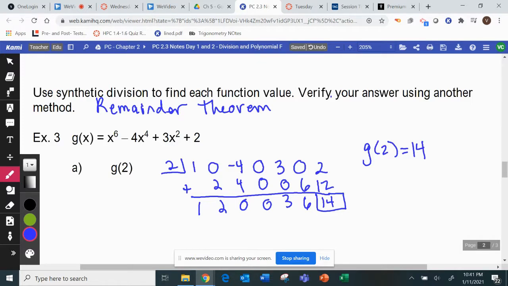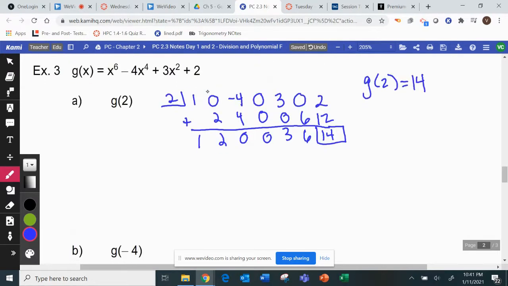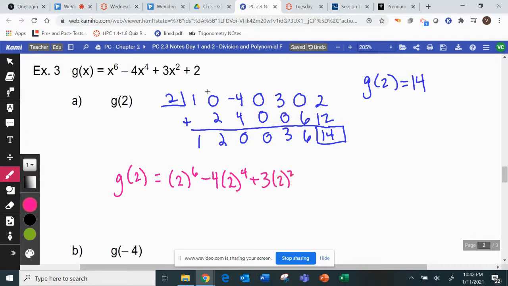So this says verify your answer using another method. So another method would be the old way that we usually will always turn to: 2 to the 6 minus 4, what am I doing? It's not 2. Yes, it is. Sorry. 2 to the 4th plus 3, 2 to the 2nd plus 2. Now you could type that in your calculator. Let's see how fast I can do it without the calculator. This would be 3 times 4, 12 plus 2 equals 14. So same answer either way.